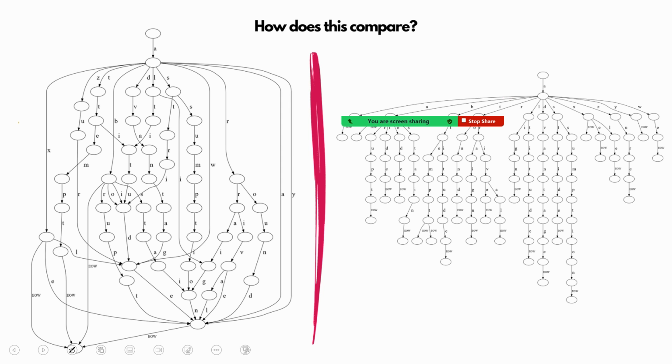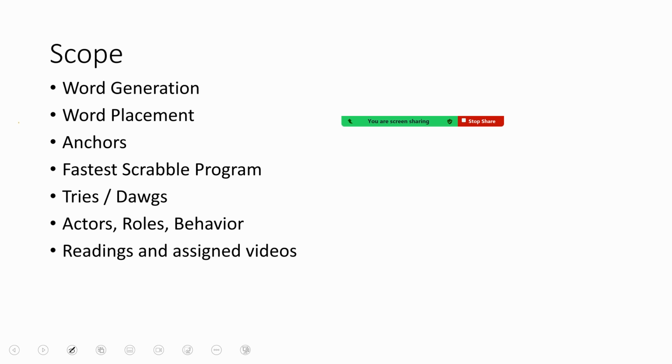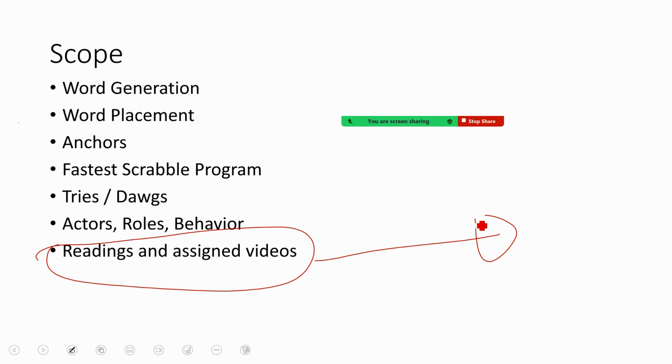I think the last part of our discussion is what you should expect at the weekend assessment. You've gone through 2 assessments, week 1 and week 2, and this will be your 3rd assessment. What is the scope of the assessment? The scope is everything that's been assigned in terms of readings and videos. You have to take a look at that. And the Scrabble paper, the world's fastest Scrabble program, is part of the assessment.